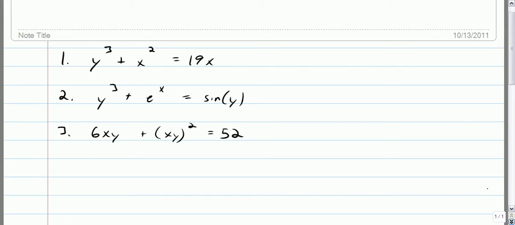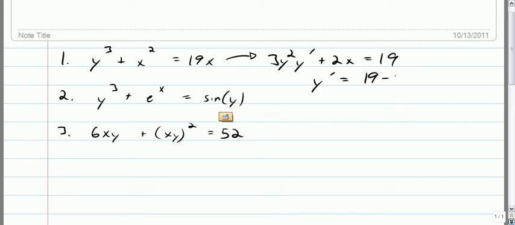Alright, real quick here. So we got implicit differentiation, trying to solve for y prime. So the derivative of the left with respect to x yields 3y squared y prime. Let me do 2x equals 19. If you isolate y prime, that'll turn into y prime equals (19 minus 2x) divided by 3y squared.